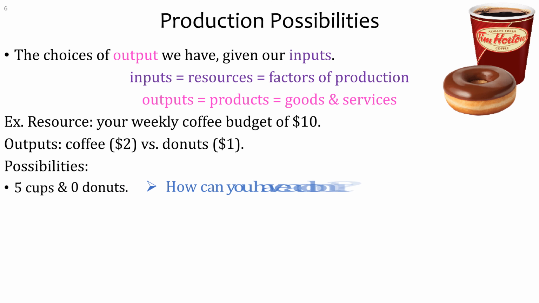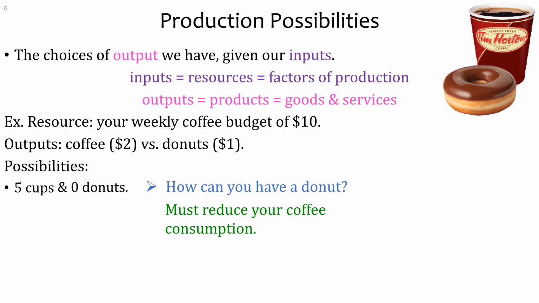So the question here is, how can you have a donut? How would you have a donut if you have only $10? The only way you can have a donut is if you reduce your coffee consumption. You need to sacrifice, right? So let's say you lower your coffee consumption, and instead of 5 coffees per week, you get 4 cups per week. That's going to free up $2 because one coffee is $2. And with $2, how many donuts can you buy? Well, 2. So another possibility is 4 coffees and 2 donuts, right?